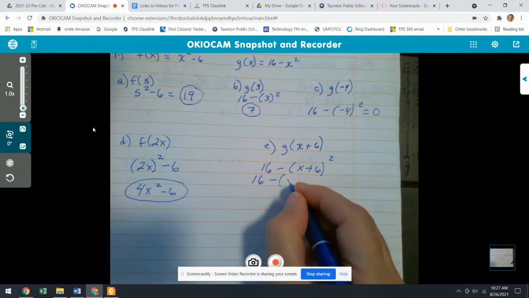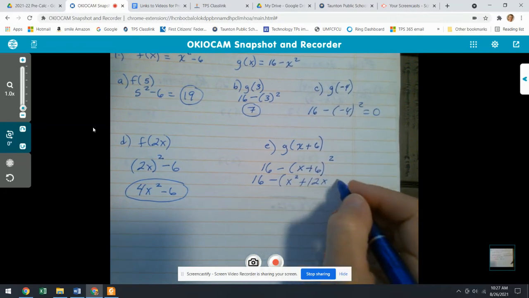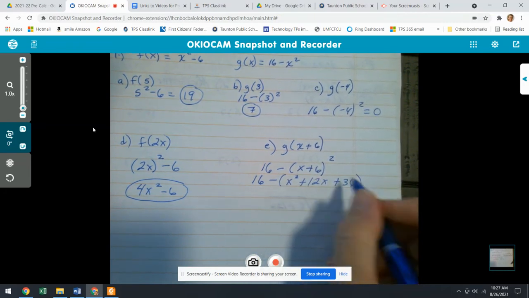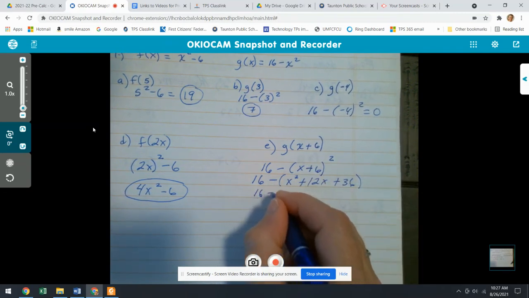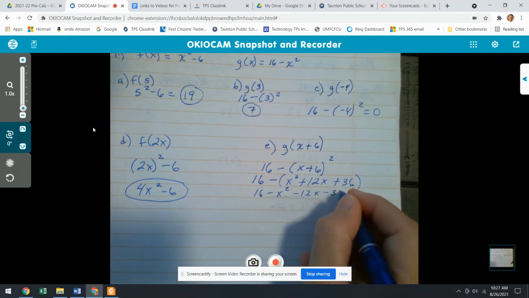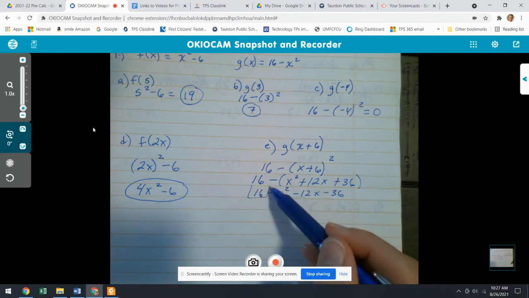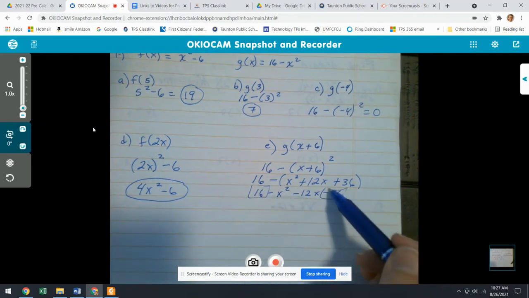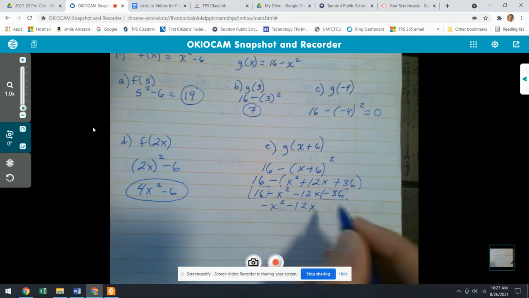I'm going to put it in parentheses for right now, x squared plus 12x plus 36. So if you square this out, that's what you'll get. You'll get this trinomial. And then 16, we're going to distribute that minus sign through. And the last step is to combine any like terms. And the only like terms we have are the 16 and the negative 36. So we'll have a negative x squared minus 12x, and that would make it minus 20.